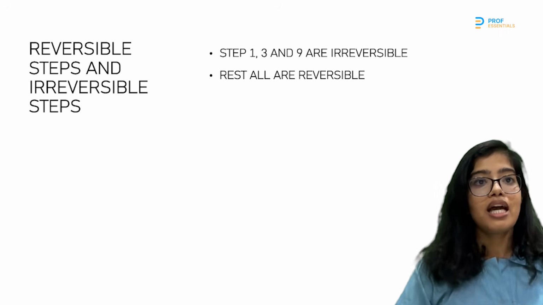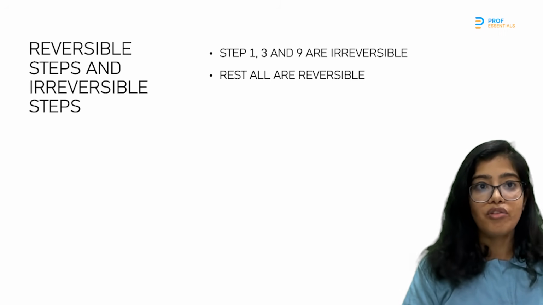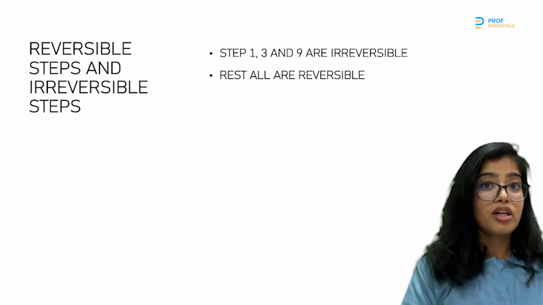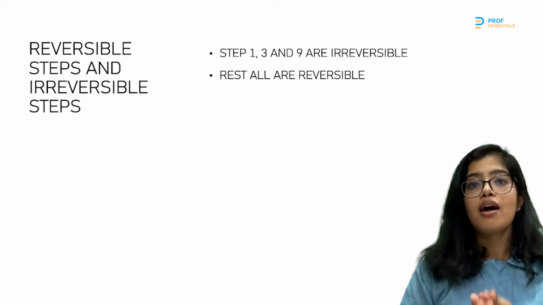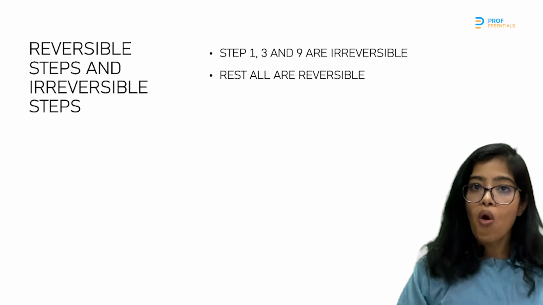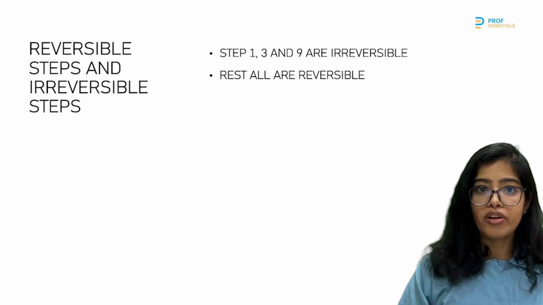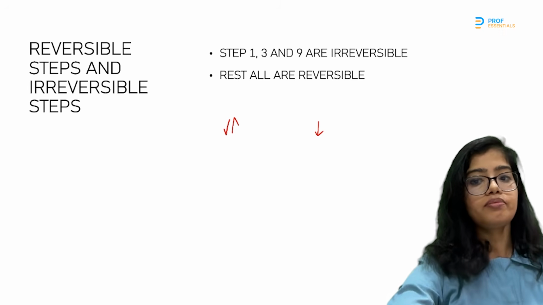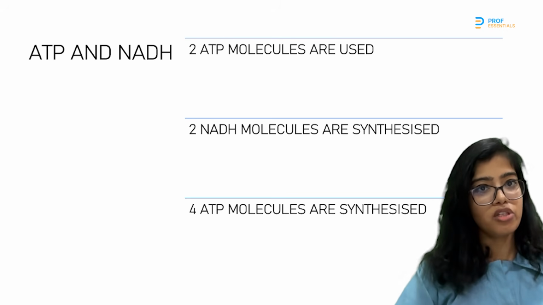Next, to jot down the reaction, the third most important thing that we have to remember are the reversible and the irreversible steps. So the first, third, and the ninth steps are irreversible. Rest all are reversible. So for reversible, we have to make this arrow, a bidirectional arrow. And for irreversible, we'll make this arrow. Got it? So first, third, and ninth are irreversible.